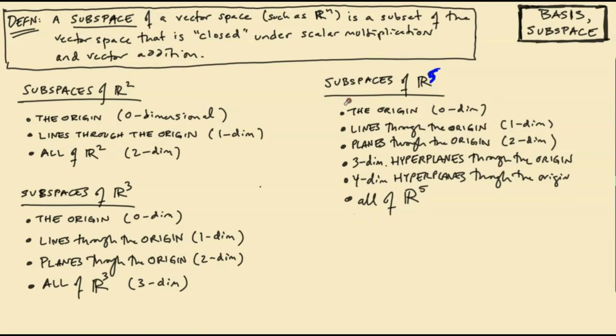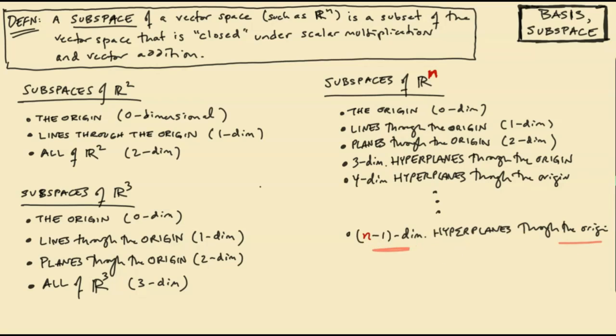And in fact, if we were to look at subspaces of not R5 but Rn, we get the origin, lines through the origin, planes through the origin, three-dimensional hyperplanes through the origin, four-dimensional hyperplanes through the origin. I'm assuming n is a large number here, etc., etc., all the way to n-1-dimensional hyperplanes through the origin, and finally, all of Rn. In short, the subspaces of Rn are the flat, infinite, unbounded objects therein, well, and the origin.